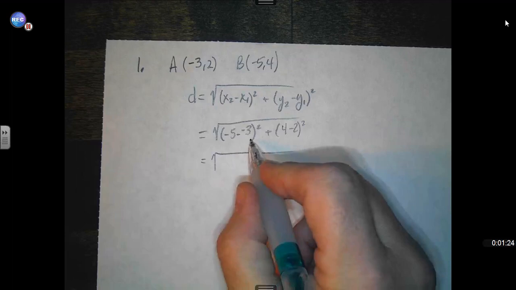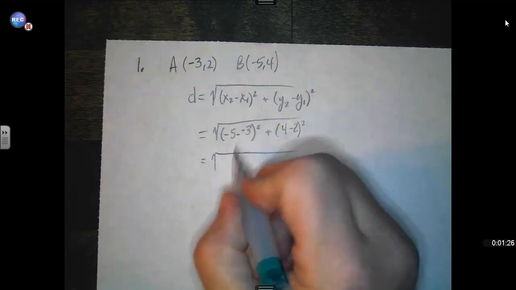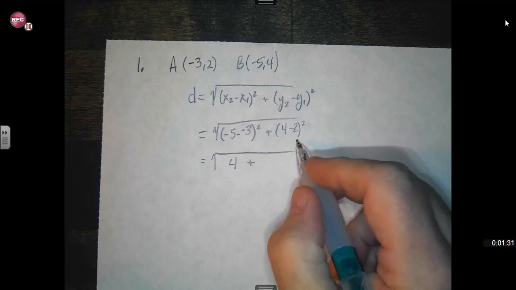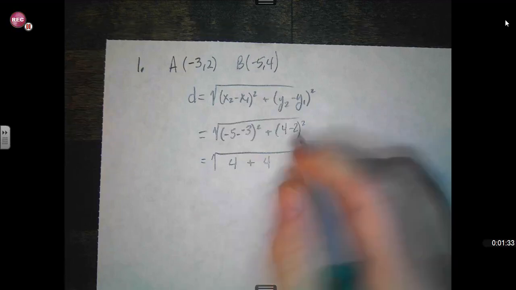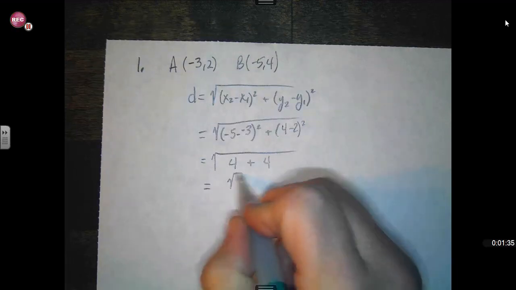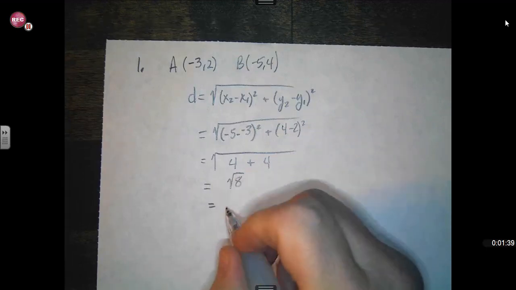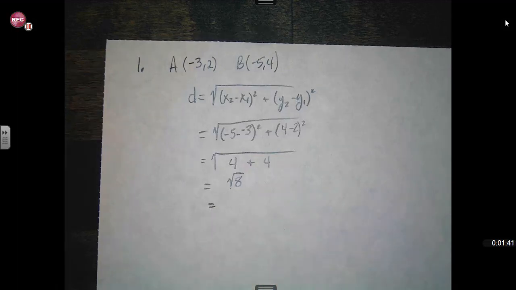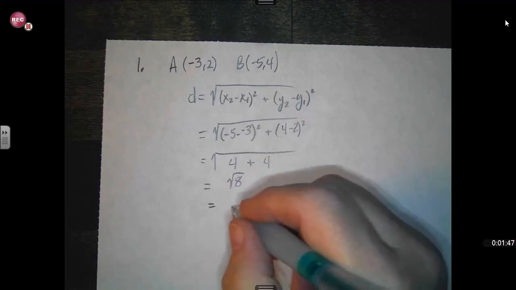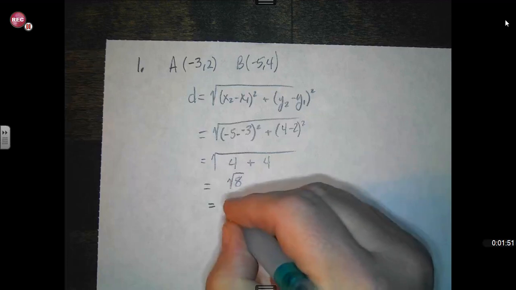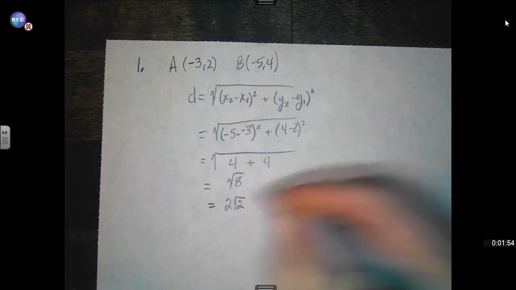-5 plus 3 is -2, squared is 4. 4 minus 2 is 2, squared is 4, and 4 plus 4 is 8. And then we need to simplify that radical. We're going to reach a point in next semester where we will not do that completely, but for now, I still want that to be 2 square root 2, not the square root of 8.